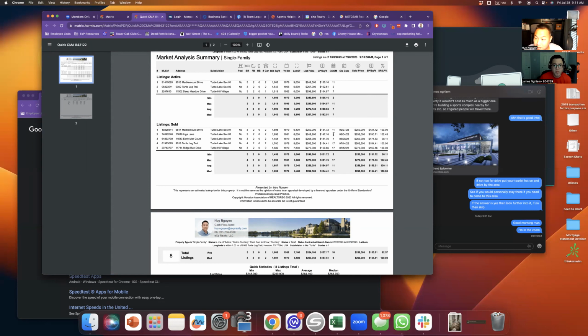So the market is strong, right? There's multiple offers in this area. There's people looking. That's why they bid it up. In an area where you see a list price of 300 and then the close price is 290 or 285, you know that there's no demand in the market.